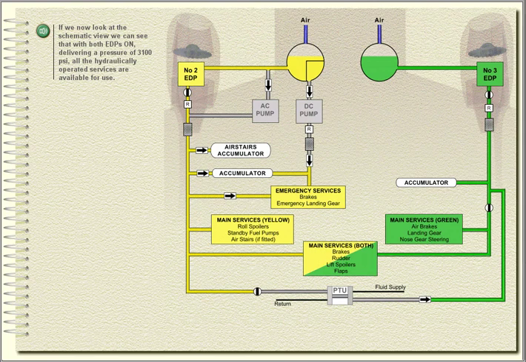If we now look at the schematic view, we can see that with both EDPs on, delivering a pressure of 3,100 psi, all the hydraulically operated services are available for use.